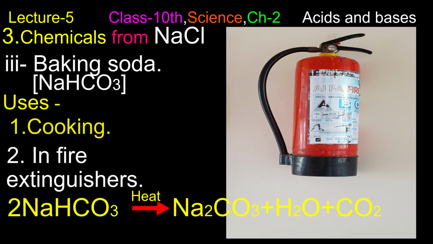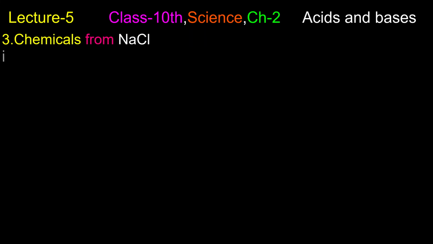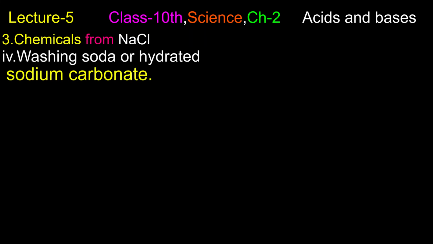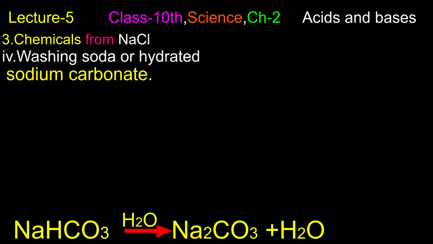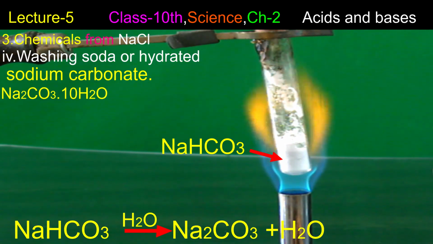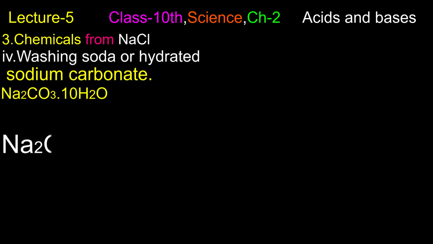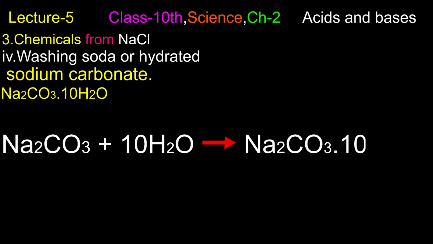Next compound that is prepared from NaCl is washing soda or hydrated sodium carbonate. First, baking soda is prepared from aqueous solution of NaCl or brine by passing CO2 and NH3, as I just told you. After that, NaHCO3 so obtained is heated to get Na2CO3, then it is crystallized. The reaction is Na2CO3 plus 10H2O produce Na2CO3.10H2O.